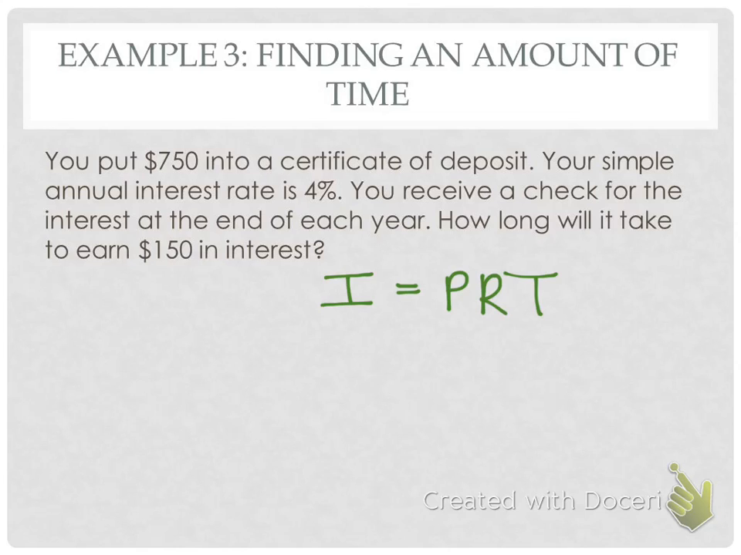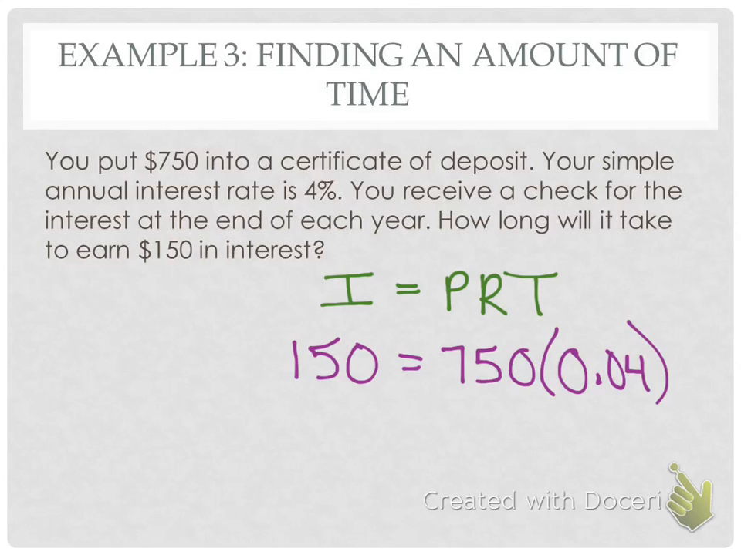I don't know the time. Okay, so interest. What's going to be my interest? What number do I plug in for interest? 150. Okay, that's the amount of interest that I'm trying to solve for. What about my principal? $750. What about my rate? 4%. Which is what as a decimal? 0.04, and I don't know my time.